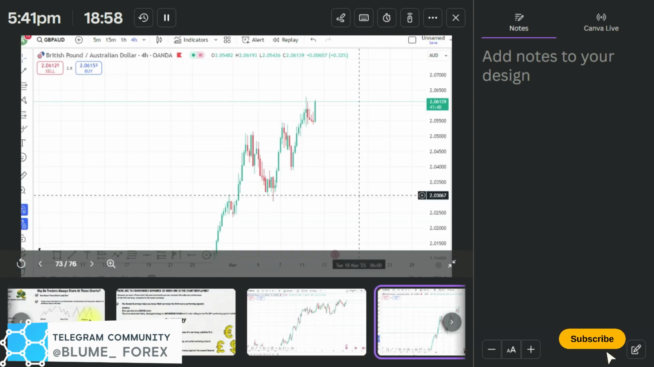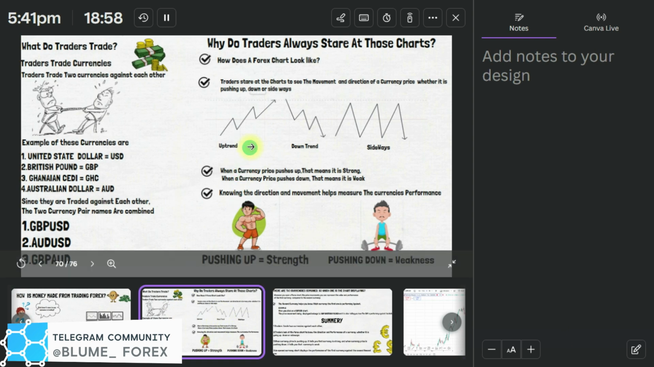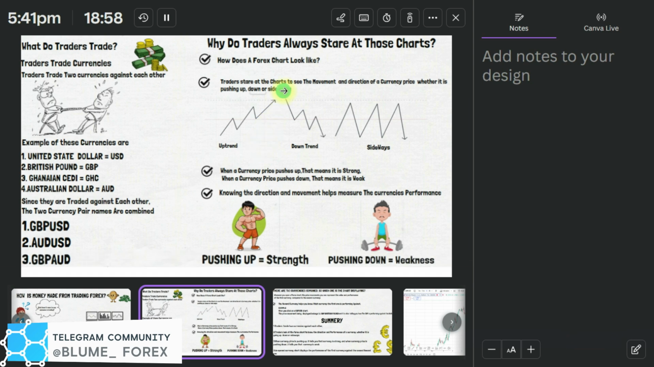So if a currency is pushing up, that means it's strong, and if a currency is pushing down, that means it's weak. And if a currency is pushing sideways, that means it hasn't made any clear decision where it wants to go. So you probably have the currency stalling at a particular price.